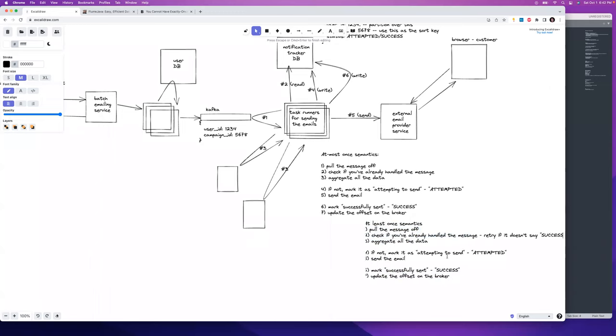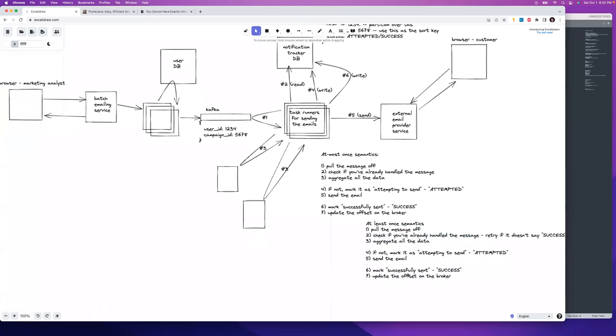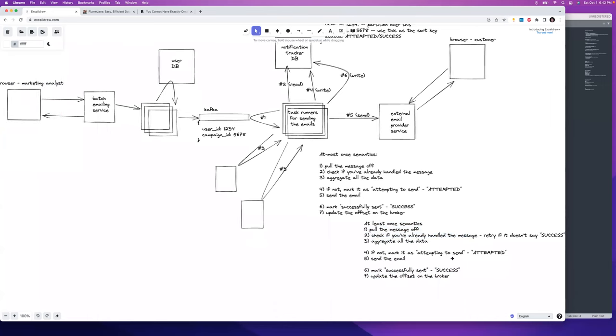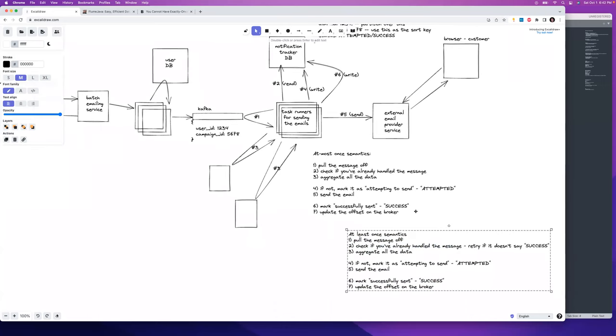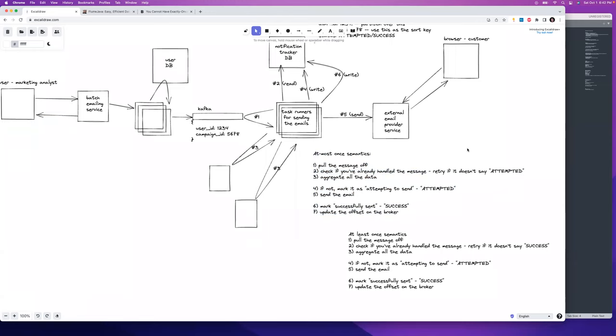success. And so then you have to get all the way through step six to prevent a retry from occurring. Well, over here, you just want to get through four. And so check if you already handled is just going to go for retry if it doesn't say attempted.